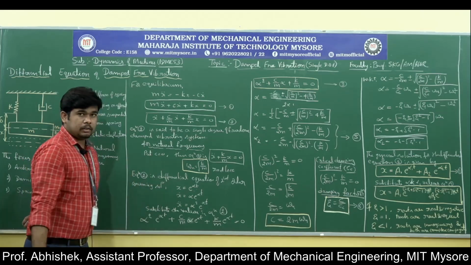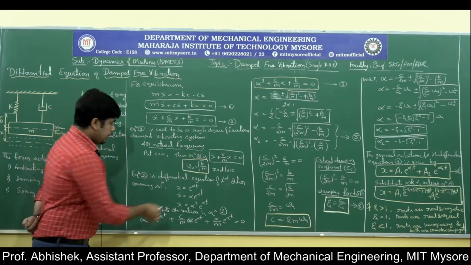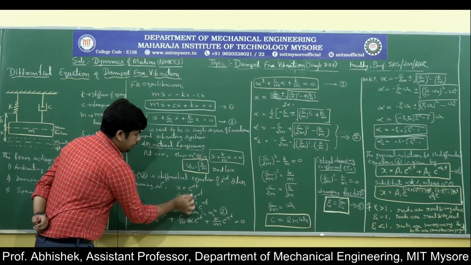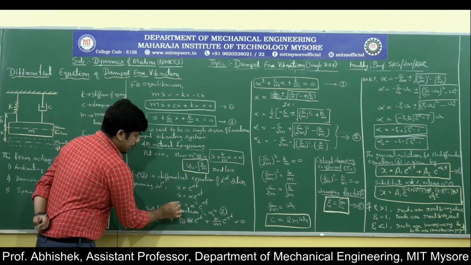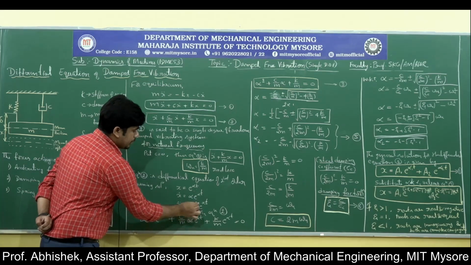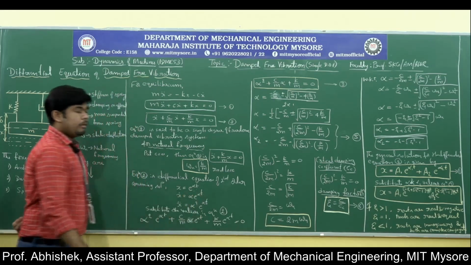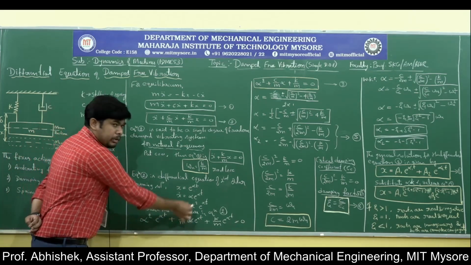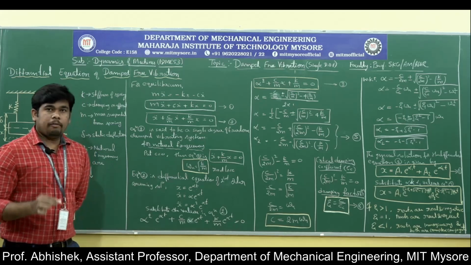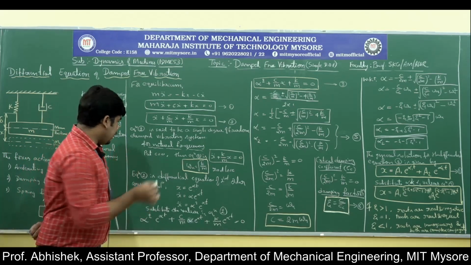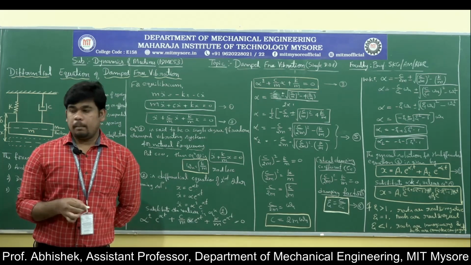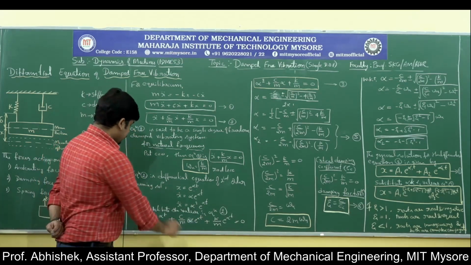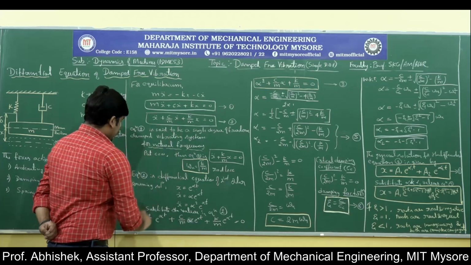Now differentiate this, so we will get x dot and x double dot. x dot will become alpha into e power alpha t, and x double dot will become alpha square into e to the power of alpha t. Now substitute these values, x, x dot and x double dot, in equation number 2.